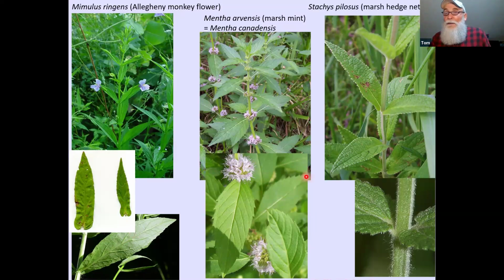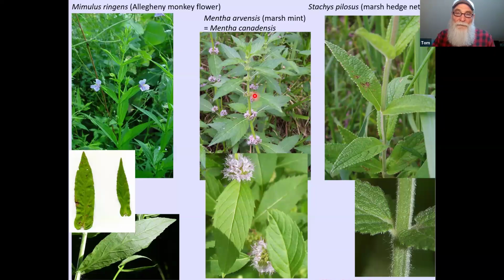The one in the center is marsh mint. Mentha arvensis is the old name. Mentha canadensis will be the new name when Flora of North America comes out with the mints. This one again has just a general sort of gestalt because of the opposite leaves and the square stem.